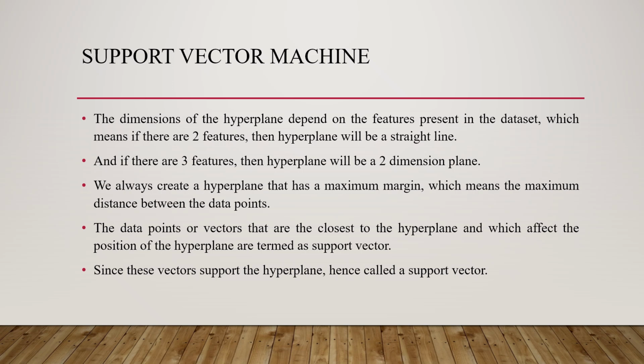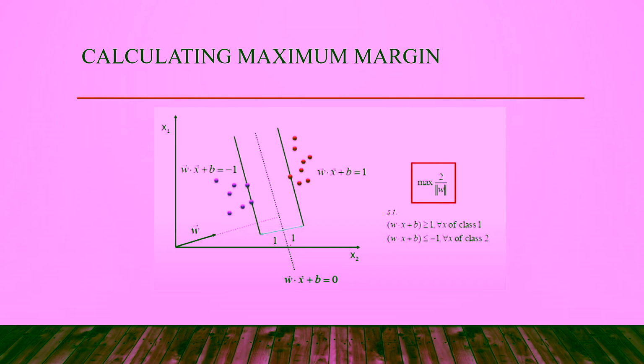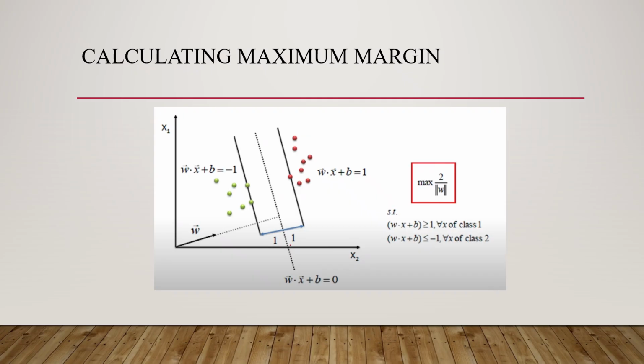As I told in the previous diagram, the support vectors are the points which are identified on the margins. Since these vectors support the hyperplane, they are called support vectors. So this is the hyperplane, and these two are the margins whatever we have written. One belongs to the negative classification, and one is for the positive classification.